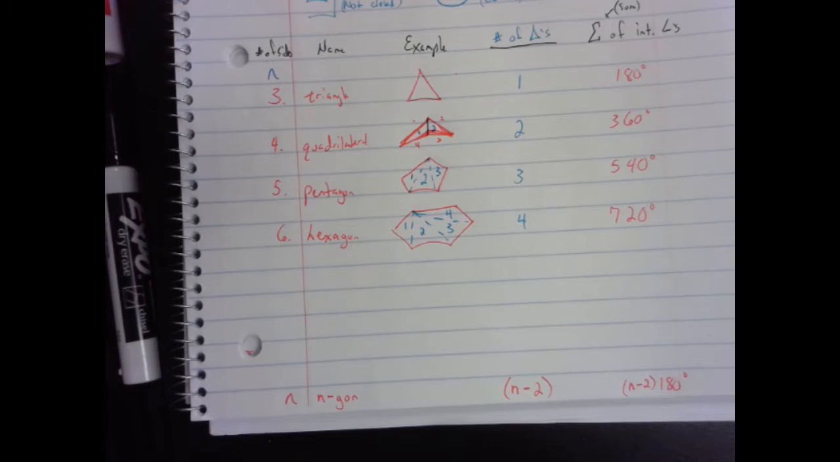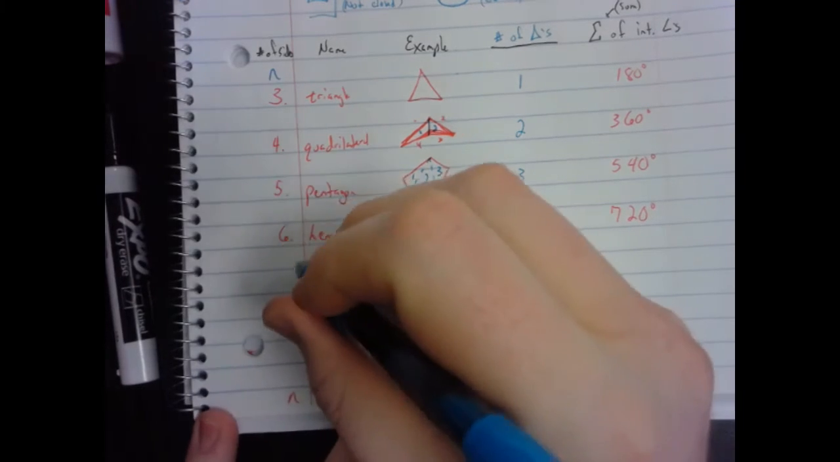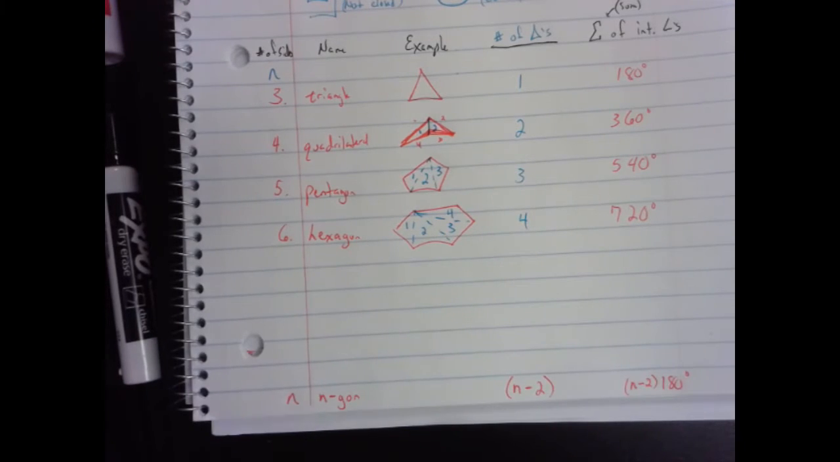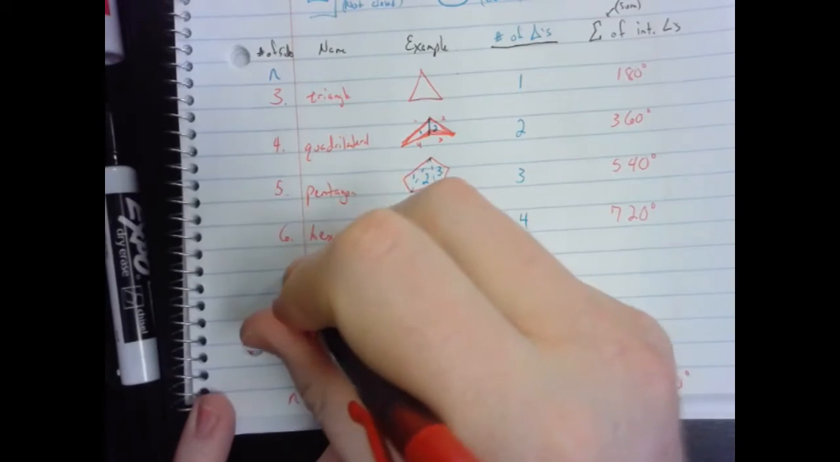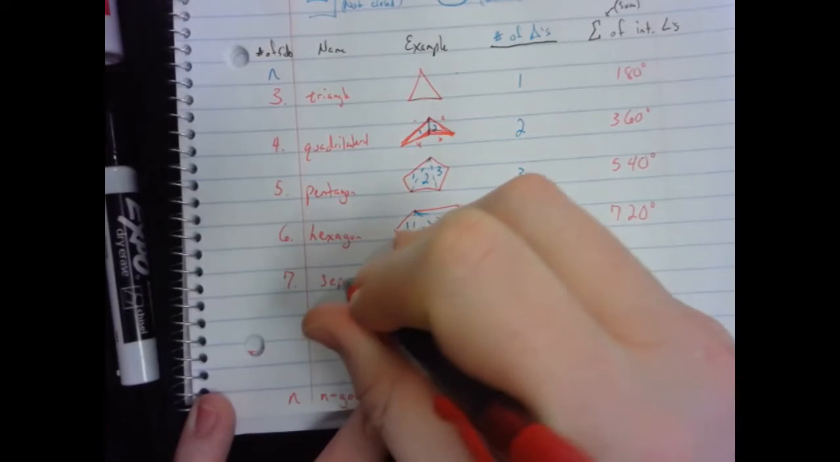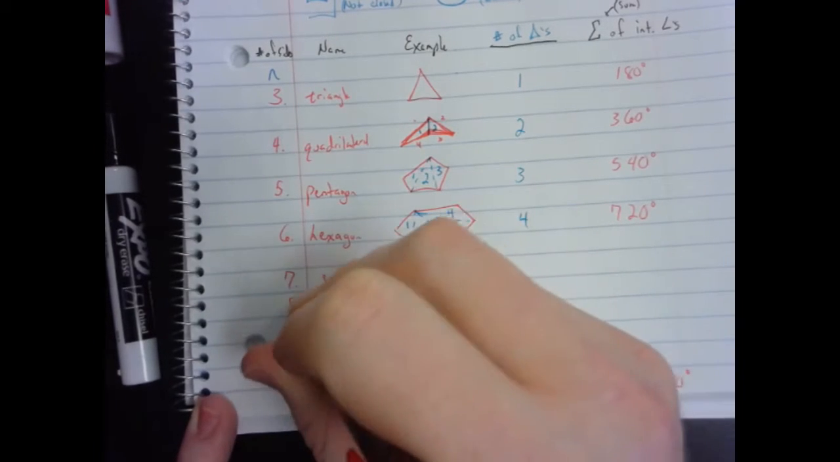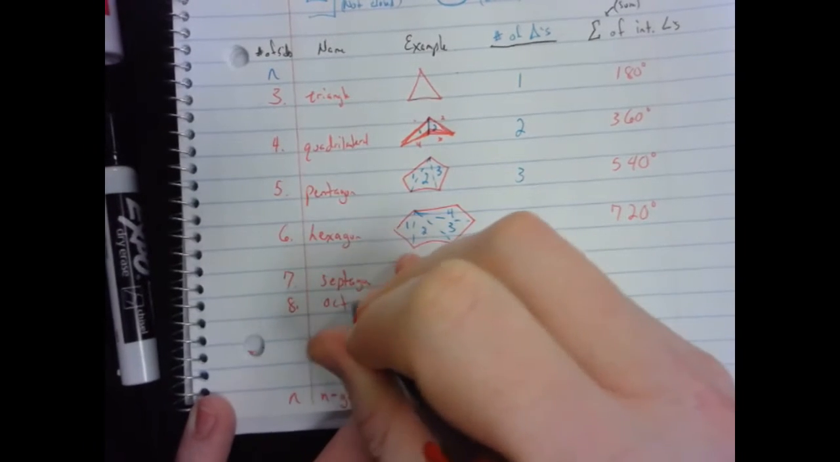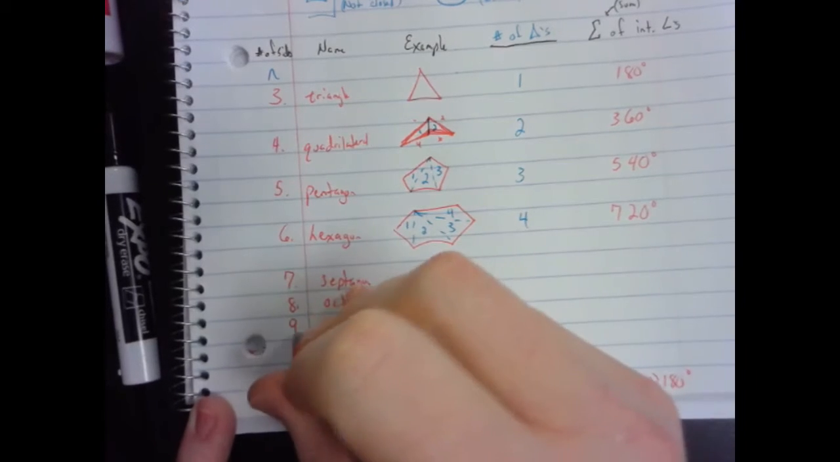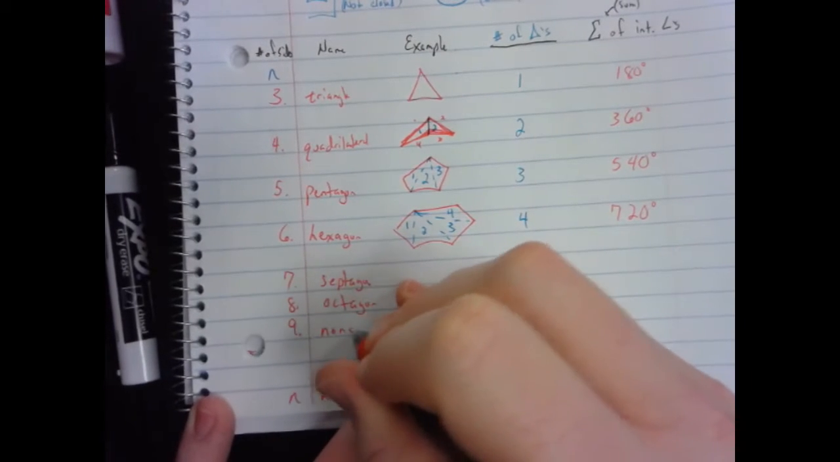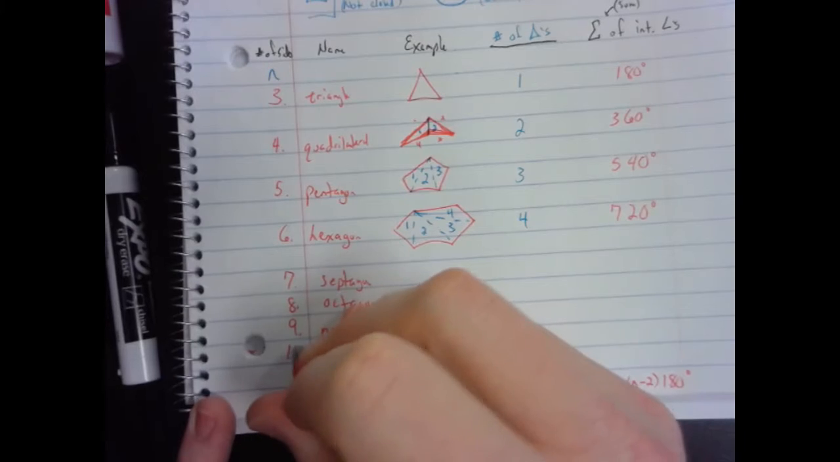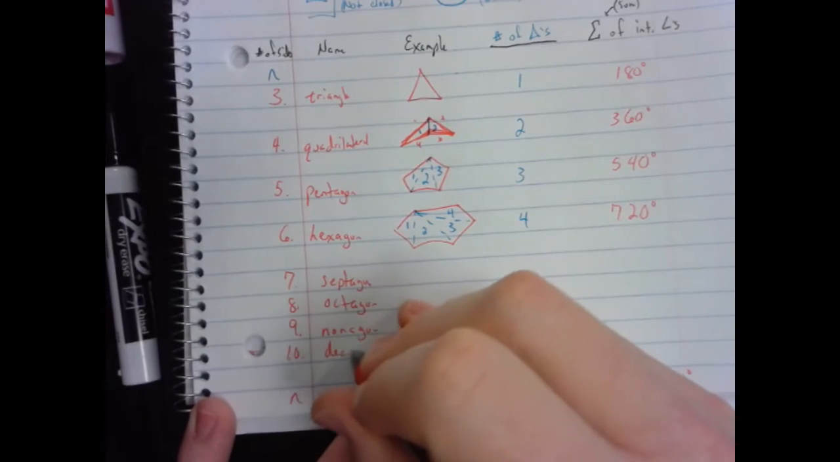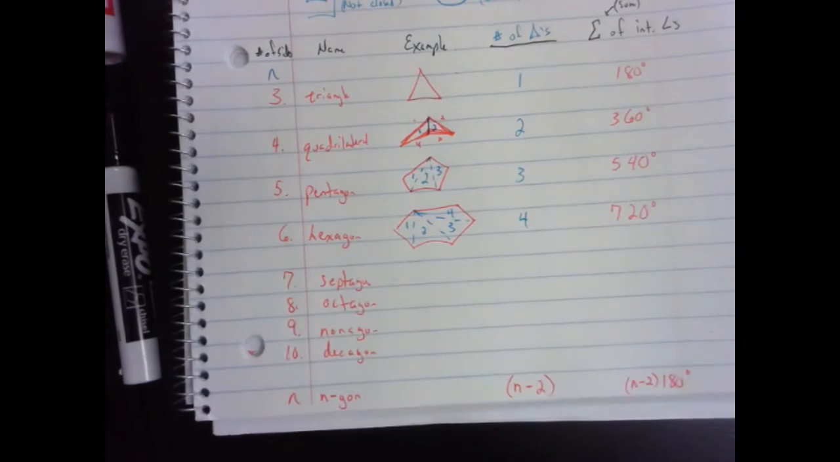Okay. Real quick, I'm going to run through some additional vocabulary here that I expect you to know. A 7-sided figure is called a septagon. An 8-sided figure is an octagon. A 9-sided figure is a nonagon. And a 10-sided figure is a decagon. I need you to know these shapes by name, okay?